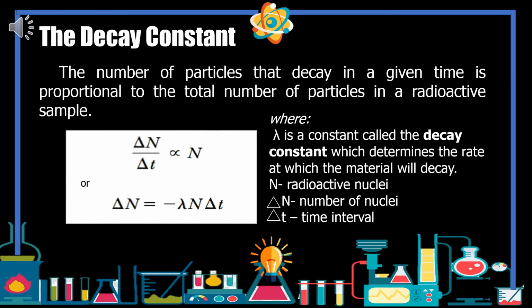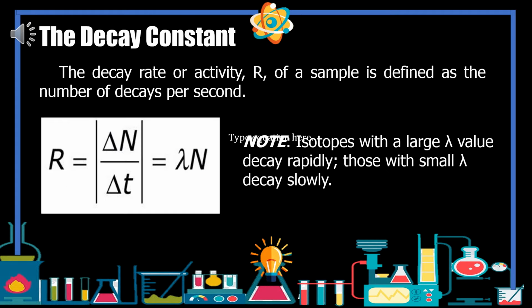It does not depend on the number of nuclei present or any external conditions such as temperature. To determine the decay rate of certain radioactive nuclei, the equation presented is used. The decay rate or activity of a sample, denoted by the symbol R, is defined as the number of decays per second. Isotopes with a large decay constant value will decay rapidly, those with a small one decay slowly.